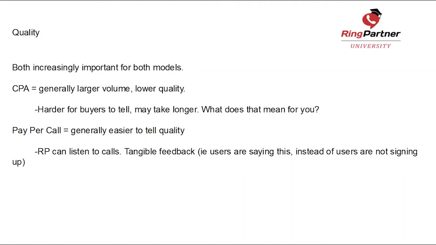So going to CPA, CPA is probably a little harder for buyers to tell at a quick glance. Usually CPA has a larger amount of volume. It's just easier to get people to fill out a form for certain things like downloads or a toolbar or health products or something like that. It doesn't take that much energy to just type a few things on a keyboard and submit it.